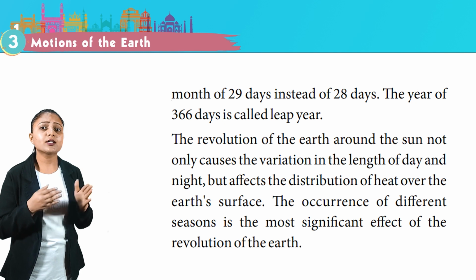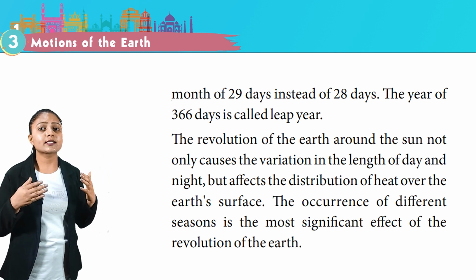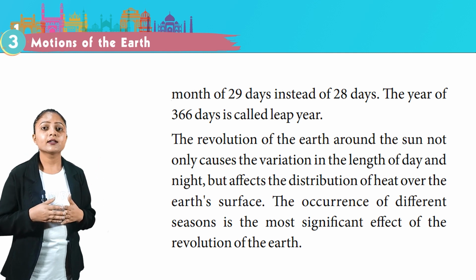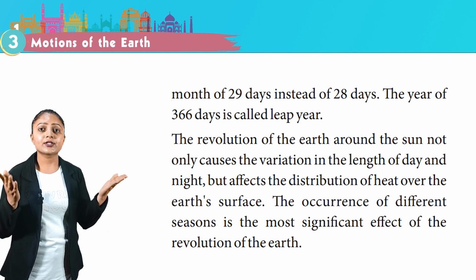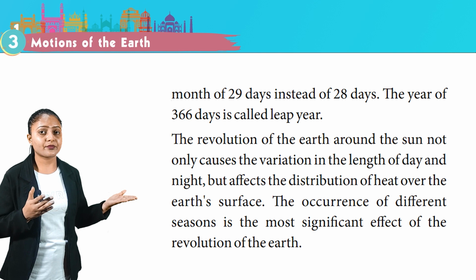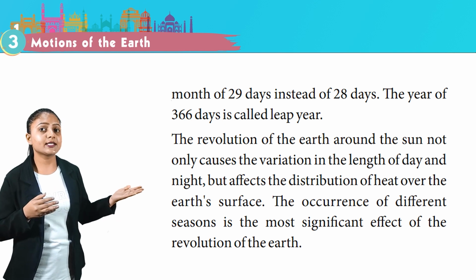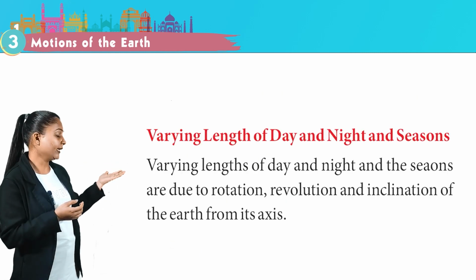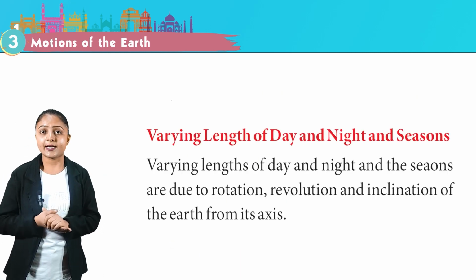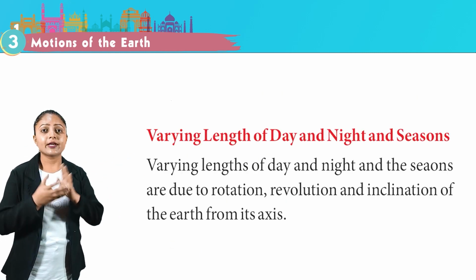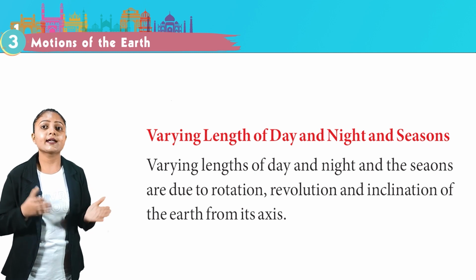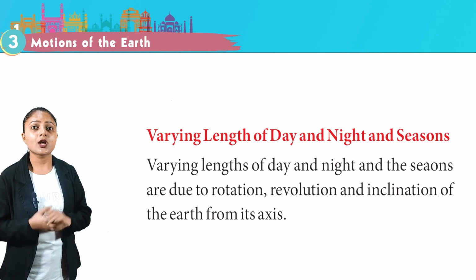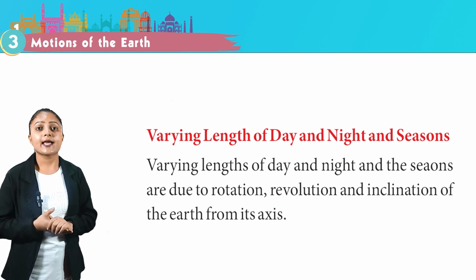The revolution of the earth around the sun not only causes the variation in the length of day and night but affects the distribution of heat over the earth's surface. The occurrence of different seasons is the most significant effect of the revolution of the earth. Varying length of day and night and seasons. Varying lengths of day and night and seasons are due to rotation, revolution and inclination of the earth from its axis.